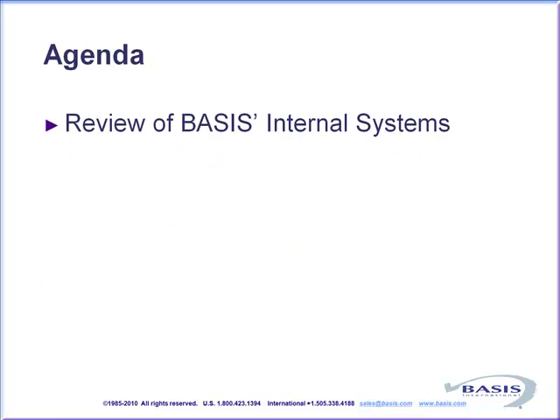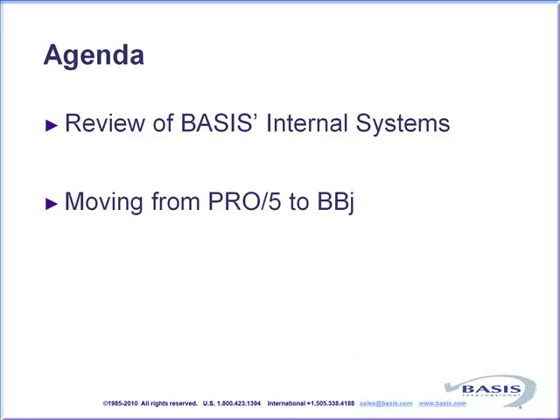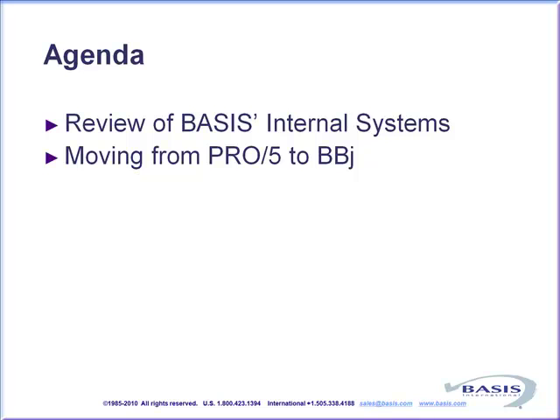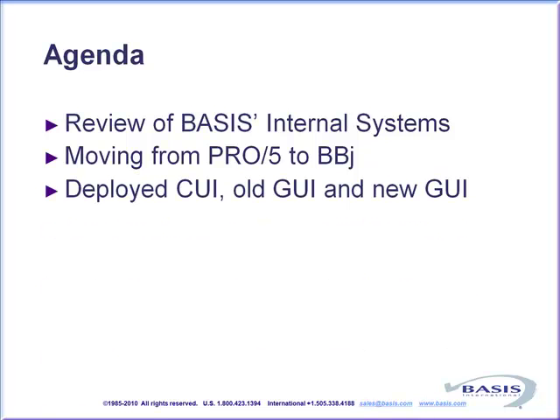Last time we looked at the internal systems that we use at Basis. We reviewed them. We looked at how we've created these customized application modules for our specific business needs over time, and how we use the then current Basis technology to deliver on them. We showed you how we moved from Pro5 to BBJ some 10 years back. We showed you how we deployed the CUI, some older GUI written firstly in GUI Builder and then morphed to App Builder, and then some of our new GUI modules written in Barista. And that concluded the end of part one.